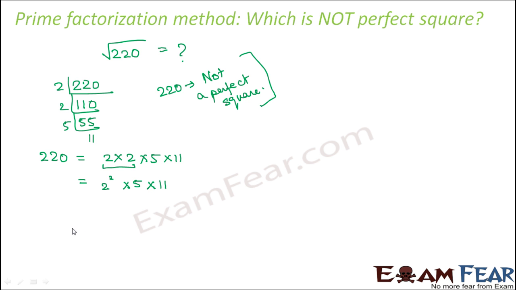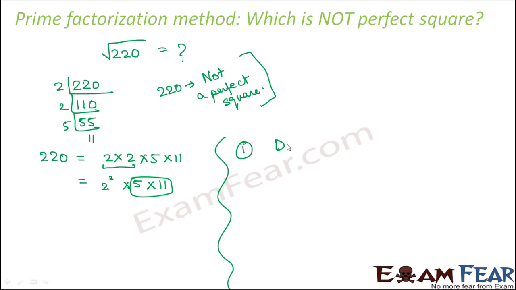Now, to find out a perfect square, one option is you either divide 220 by 5 into 11, because if you divide 220 by 5 into 11, what will happen? This 5 and 11 will vanish, so you will be left with 2 to the power 2, which is 4, which is a perfect square. Another option is you multiply 220. So there are two options.